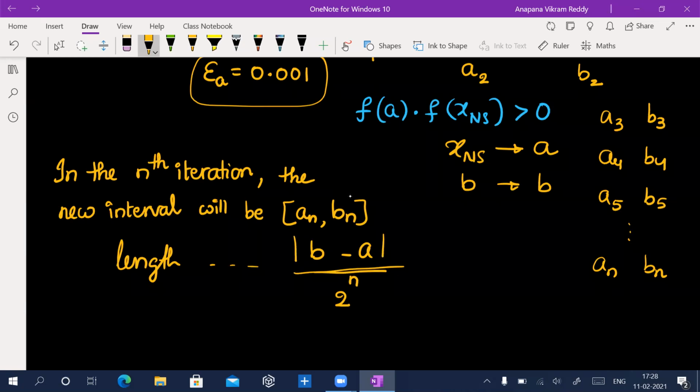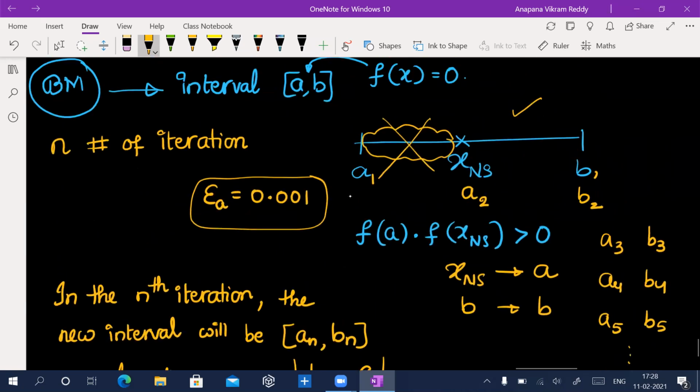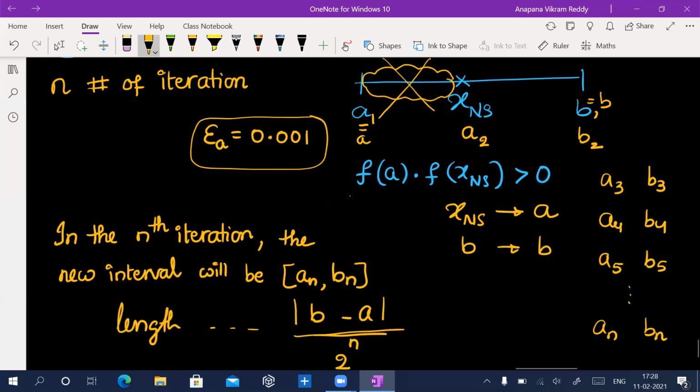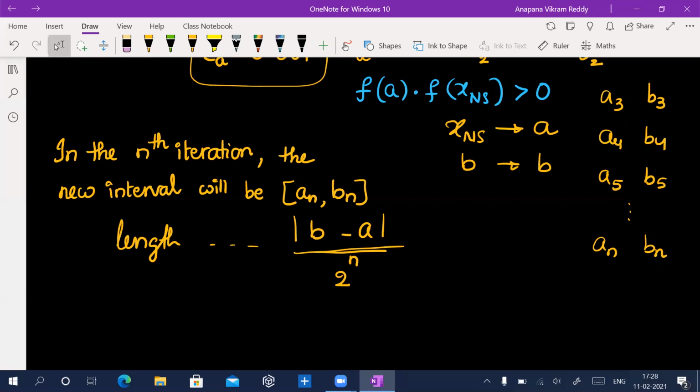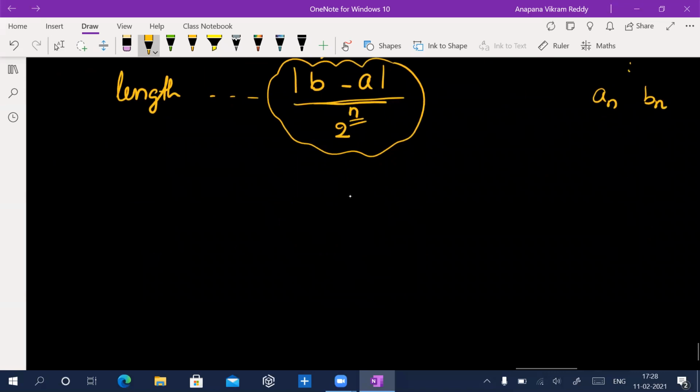See, initially b and a are in iteration number 1. This is my b, a1 is equal to a, b1 is equal to b. So in the nth iteration, my length becomes b minus a by 2 power n. Yes or not? Initially how much do you have? Then when I came to iteration number 2, my interval became half.